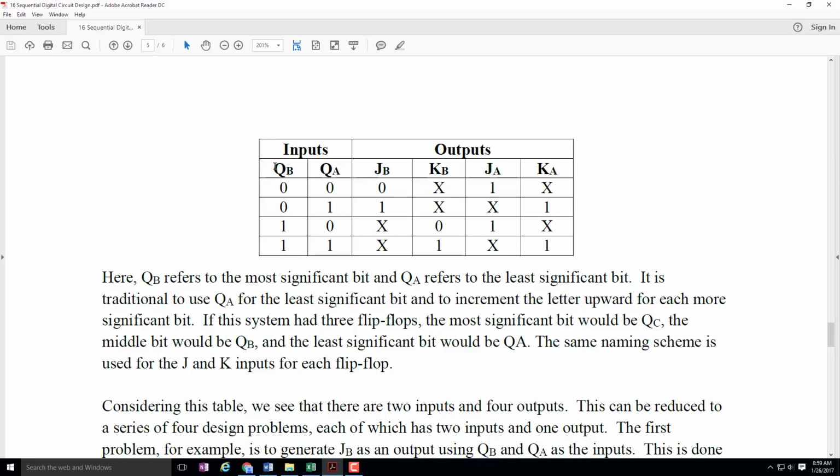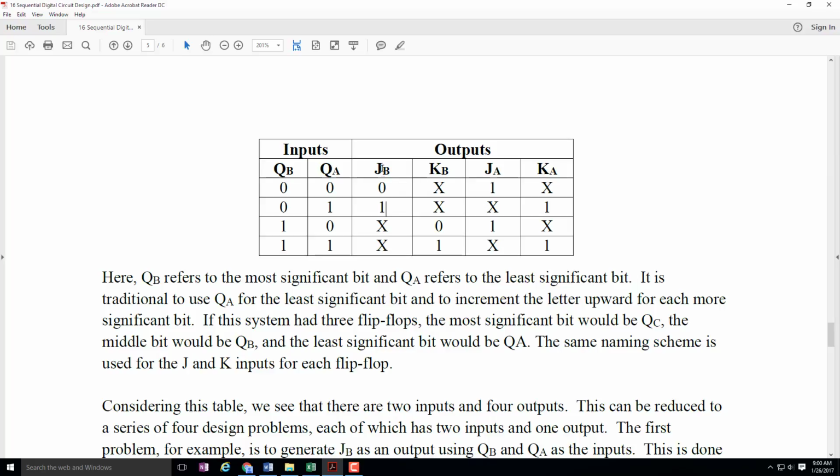So what I want to do right now is consider just the 2 inputs and just this 1 column right here, this J sub B column. So I'm just going to generate J sub B. And I have a variety of different tools I could use to do that. Certainly I could just use Boolean algebra, but the tool that I like the best is Karnaugh maps. So that's the one we're going to use.